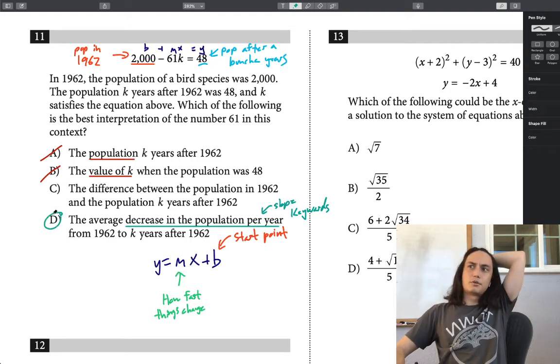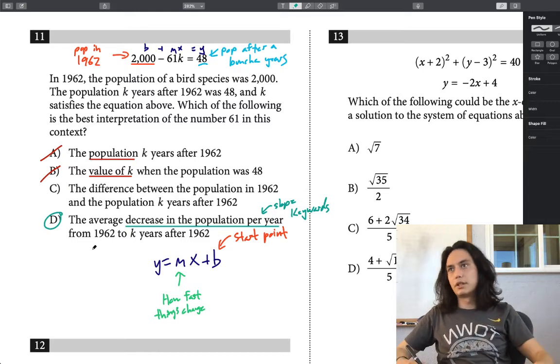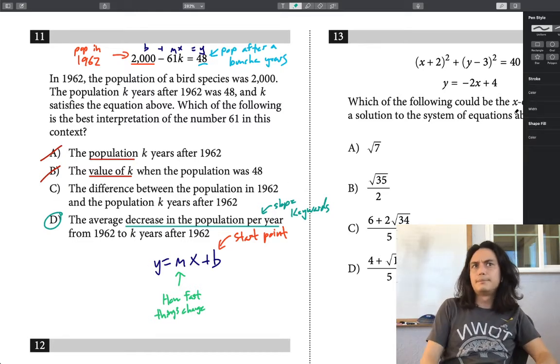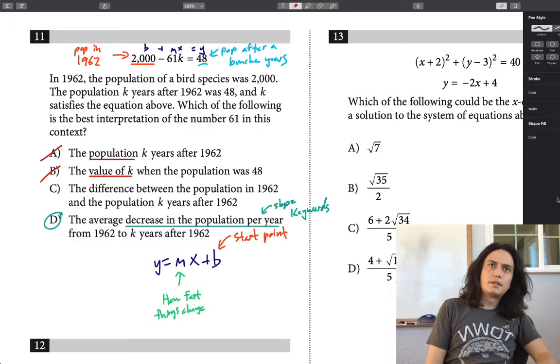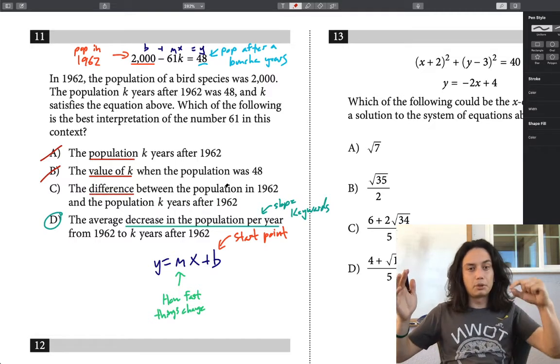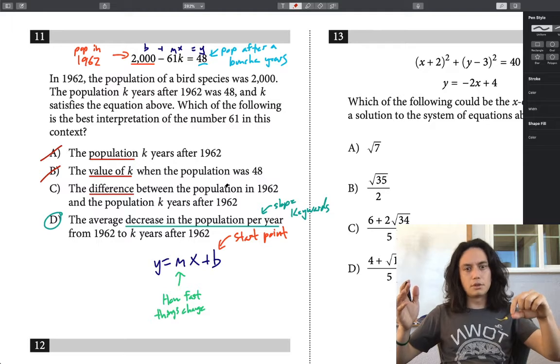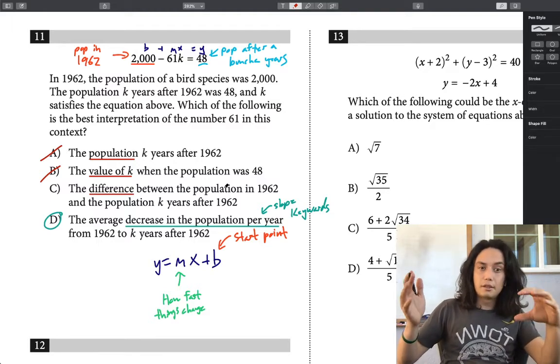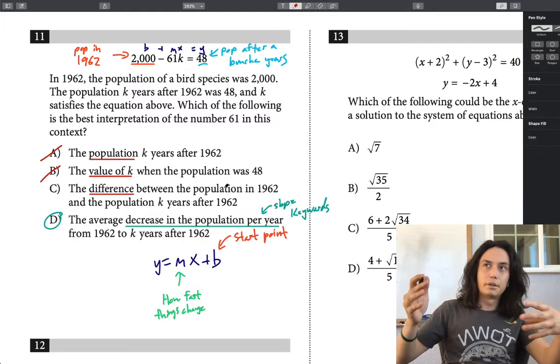So D is right, I'm just gonna check, D is right, great. Going back to the difference between C and D, C is missing this per year component. So C is saying that it's the difference between the population at the beginning and the population now, or however many years have gone by. And that's not true because that number gets bigger and bigger and bigger.